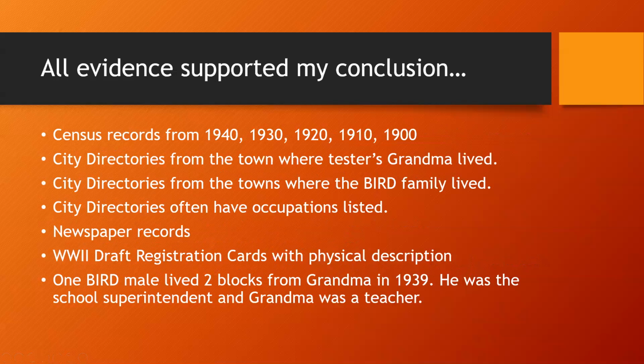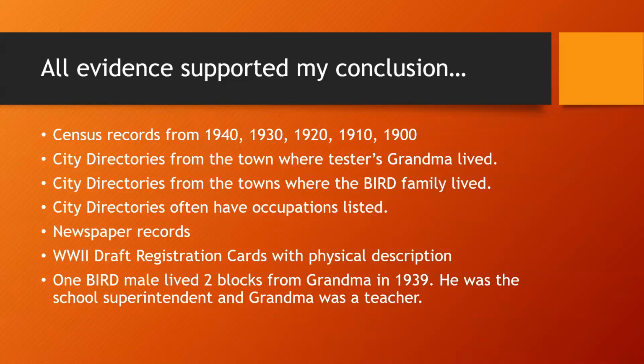And this is pretty close to the end. So I just want to wrap up with this. I looked at census records from 1940 and back. I looked at city directories from the town where the tester's grandmother lived. I also looked at city directories where the Bird family lived. Oftentimes, city directories have occupations listed. That's very helpful. I looked at newspaper records. I actually found a tremendous amount of newspaper records on the Bird family, and in particular, the 2 men that I was suspicious of, the suspects, shall we say.